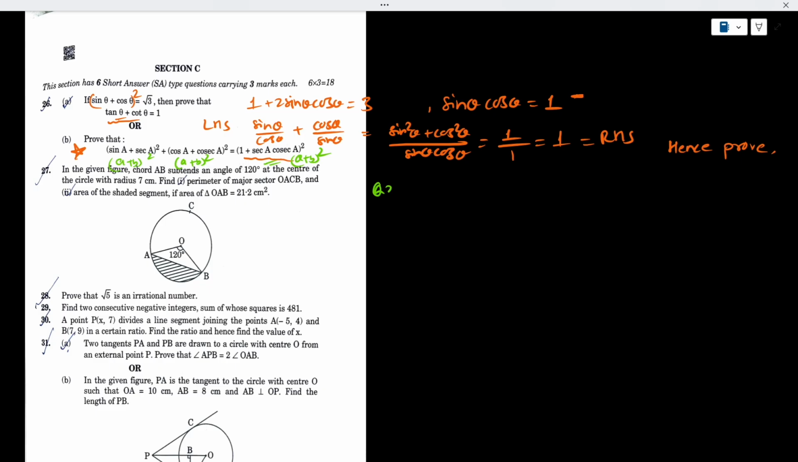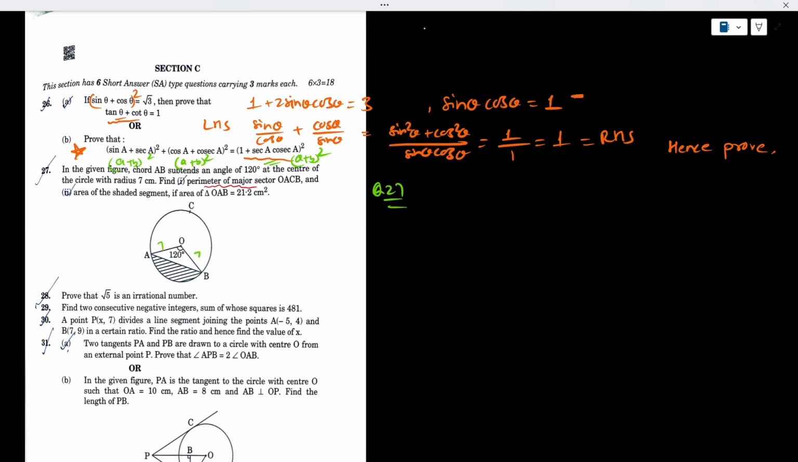Now question number 27, it is from area related to circle. In the given figure, the chord subtends an angle of 120 degree at the center of the circle with radius 7 centimeter. Here the radius is given as 7 centimeter. You need to find out the perimeter of the major sector. What is the major sector? If you see here, this part is called the major sector, other than the minor sector.